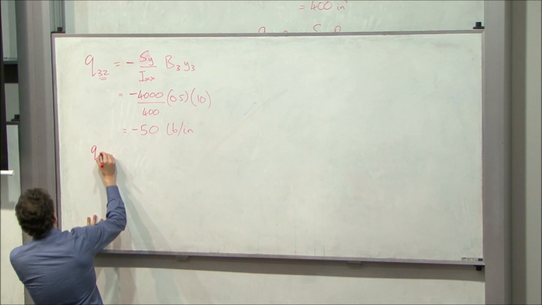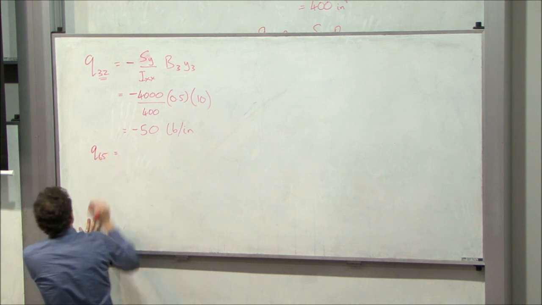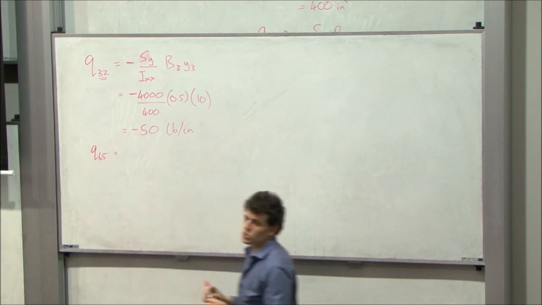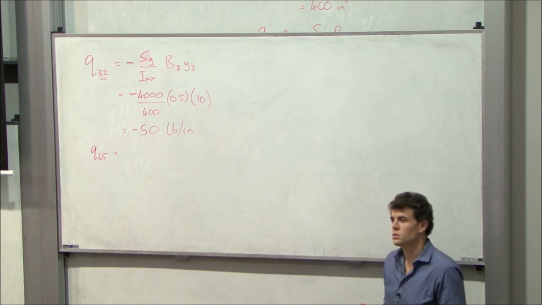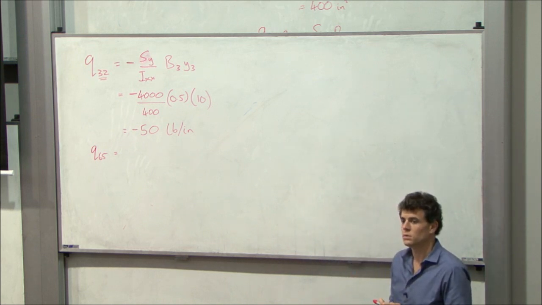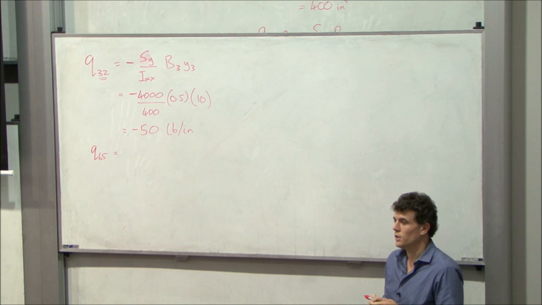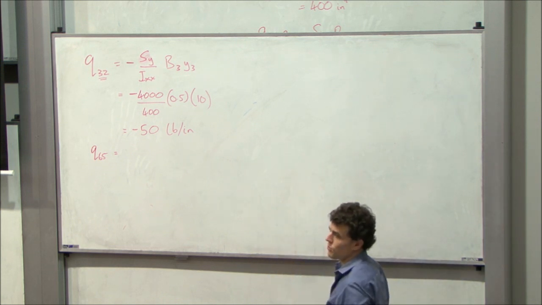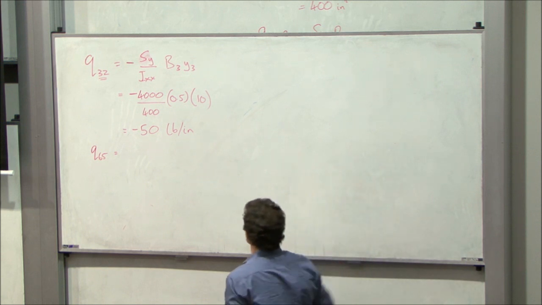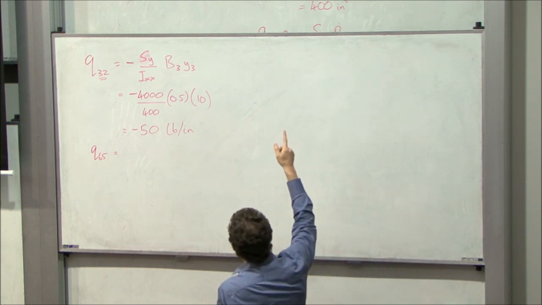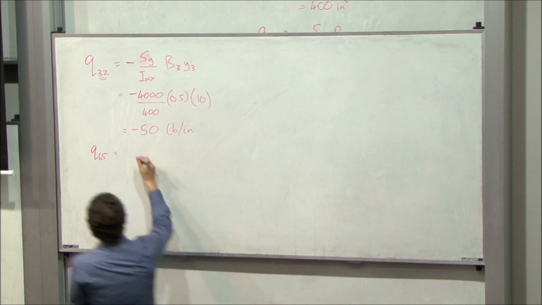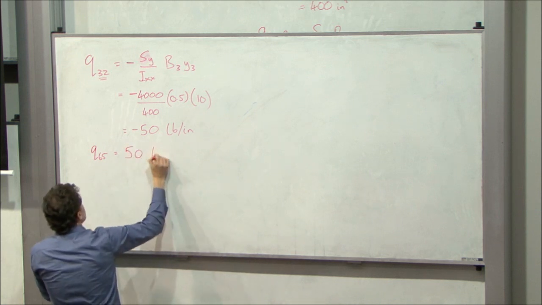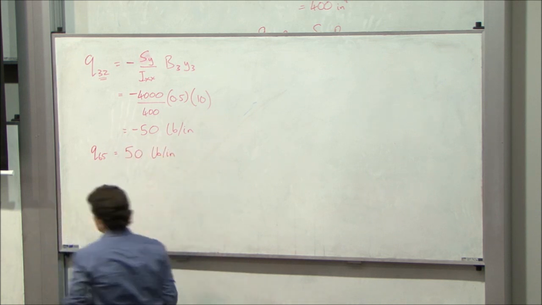Now from symmetry, what's q65 going to be? It's going to be positive 50 because the shear flow goes around the section from bottom to top. So from 6 to 5, we're going to end up with 50 pounds per inch.